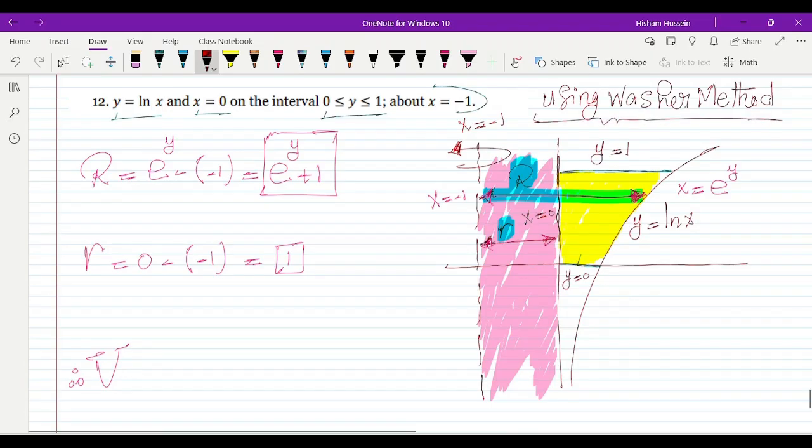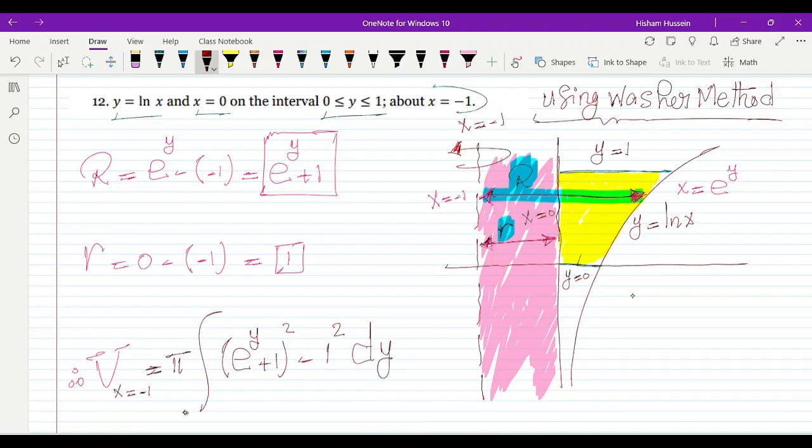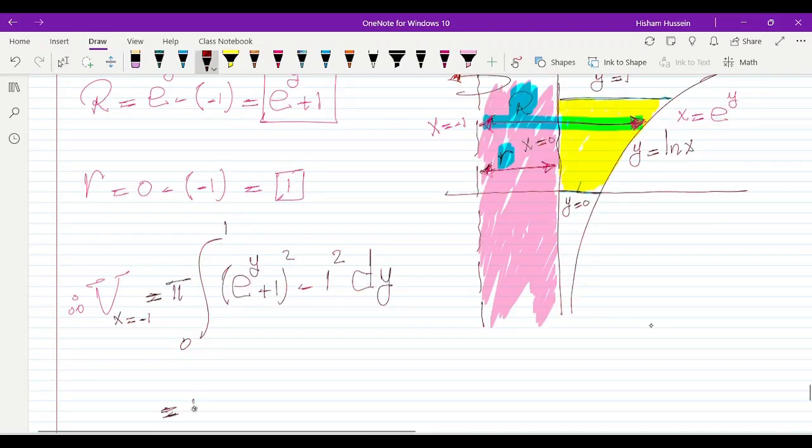So the volume resulting from rotating the area about the axis x equals negative 1 equals pi times the integral of the large radius squared, which is (e to the power y plus 1) squared, minus the smaller radius squared, which is 1 to the power 2, dy. Y is running from 0 to 1. This equals pi times the integration from 0 to 1. Expand this perfect square: the first square e to the power 2y, first times second times 2 plus 2e to the power y, plus the second square, minus 1, dy.